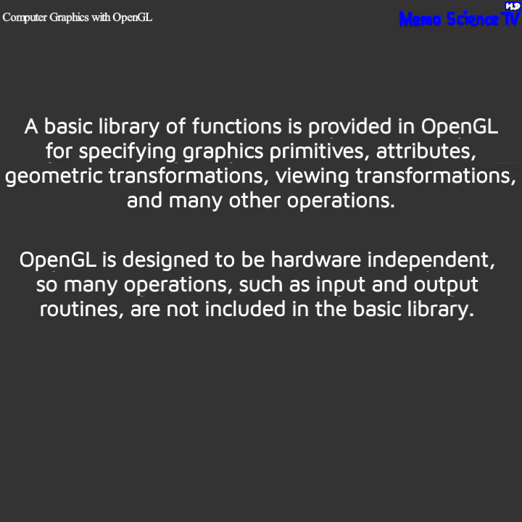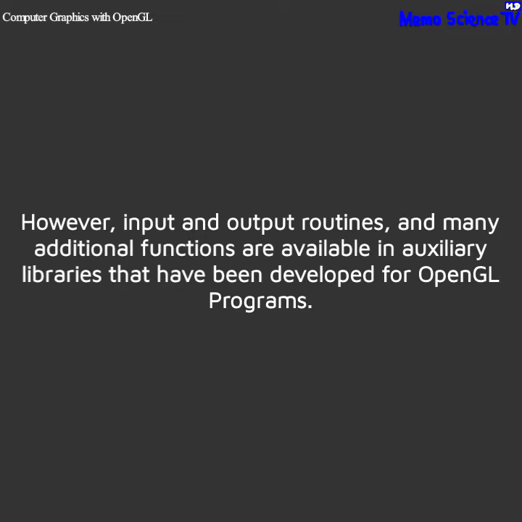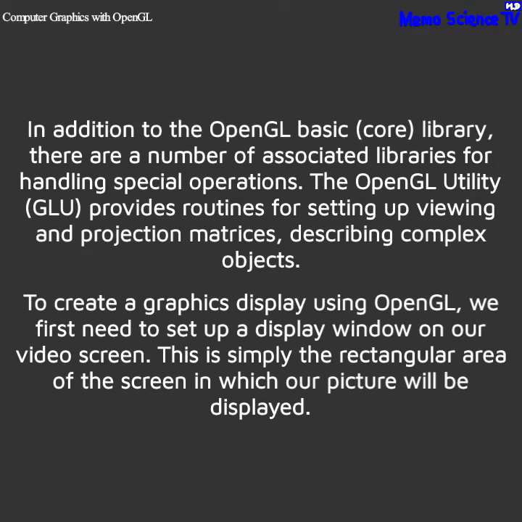A basic library of functions is provided in OpenGL for specifying graphics primitives, attributes, geometric transformations, viewing transformations, and many other operations. OpenGL is designed to be hardware independent, so many operations, such as input and output routines, are not included in the basic library. However, input and output routines and many additional functions are available in auxiliary libraries that have been developed for OpenGL programs. In addition to the OpenGL basic core library, there are a number of associated libraries for handling special operations.